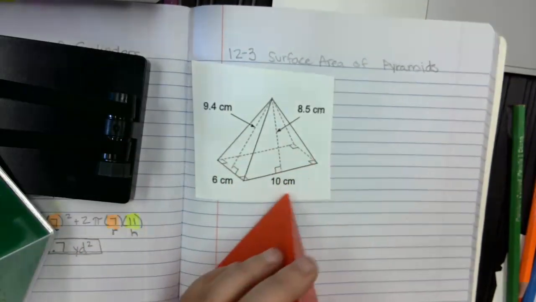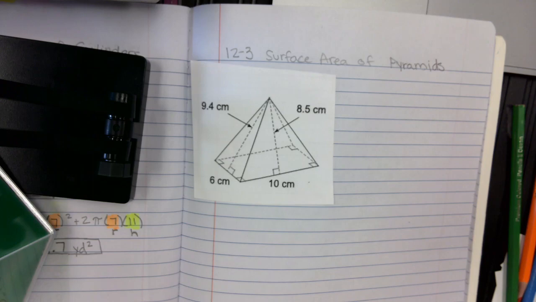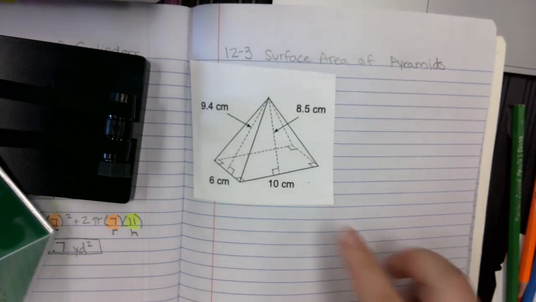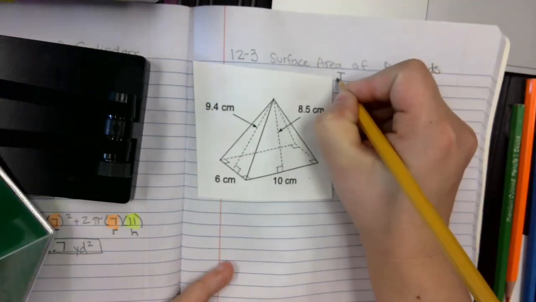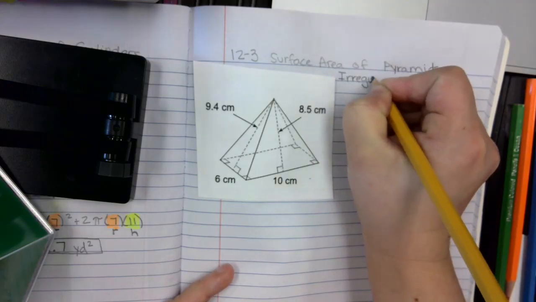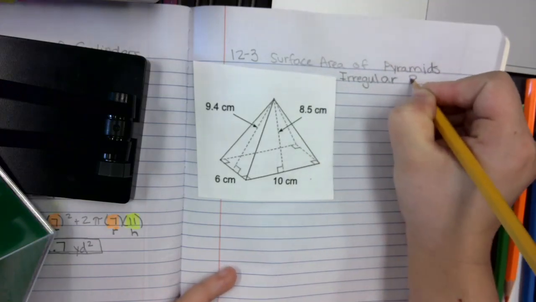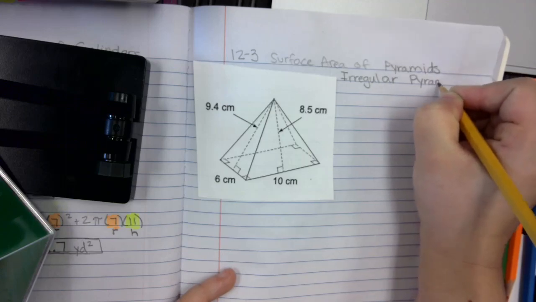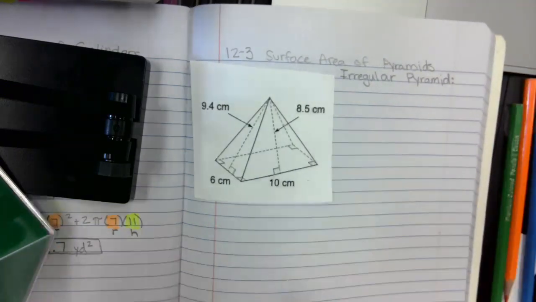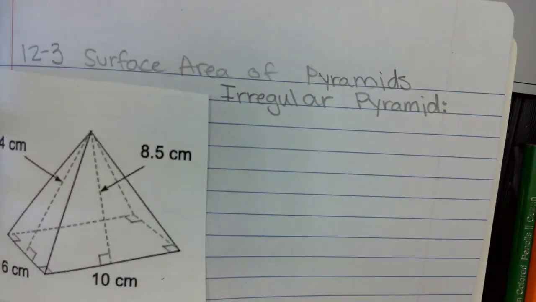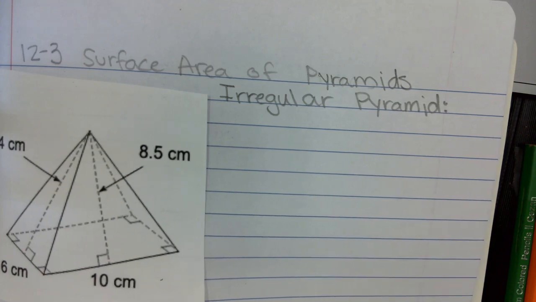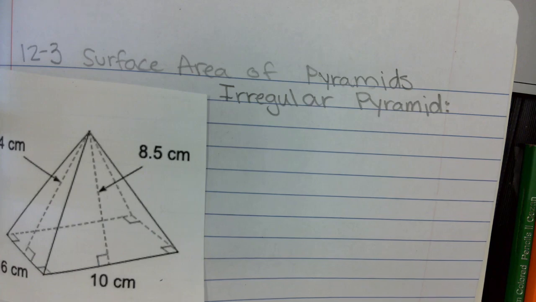So we have two categories today. One category is when we have irregular pyramids, which we're going to start with. So irregular pyramid. Okay, and an irregular pyramid means that the base shape is irregular. Does anyone remember what's the difference between regular and irregular?